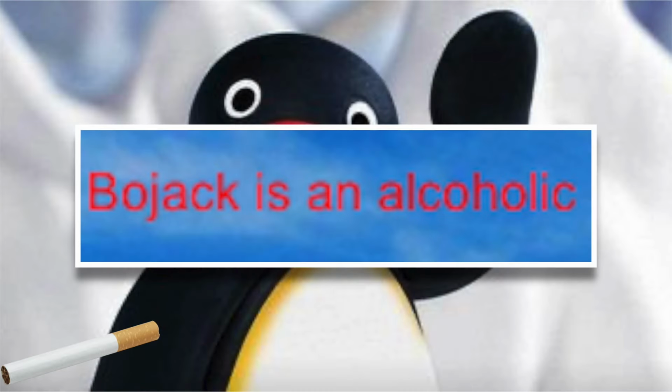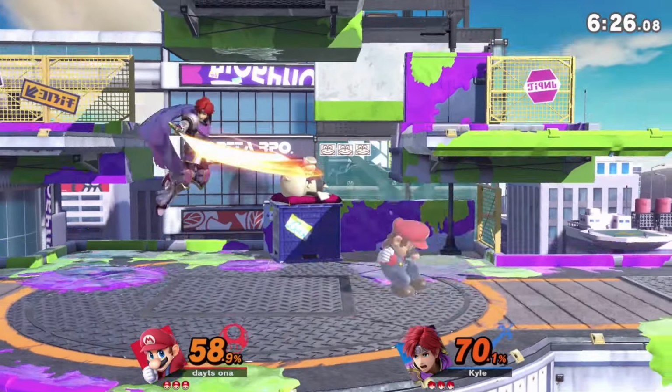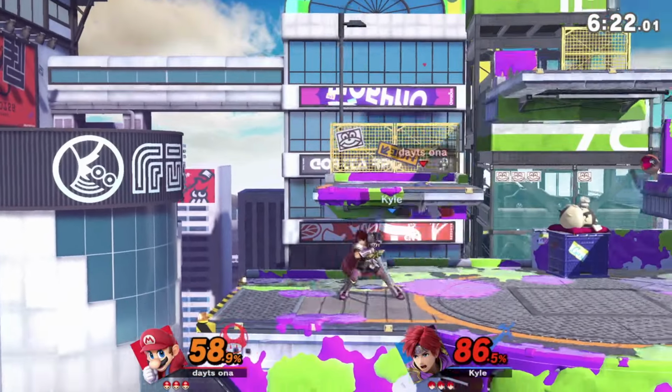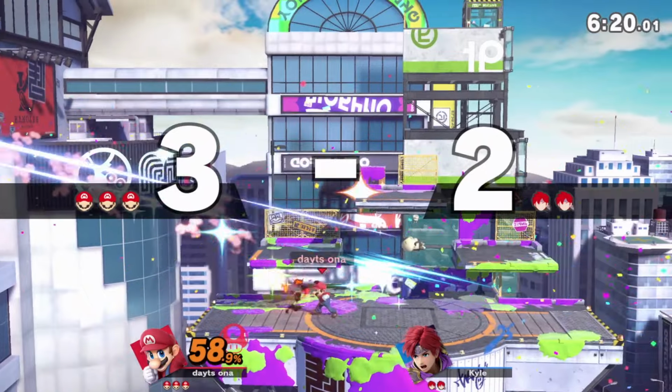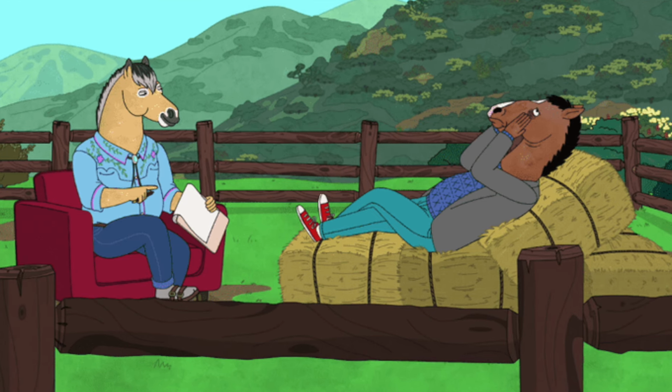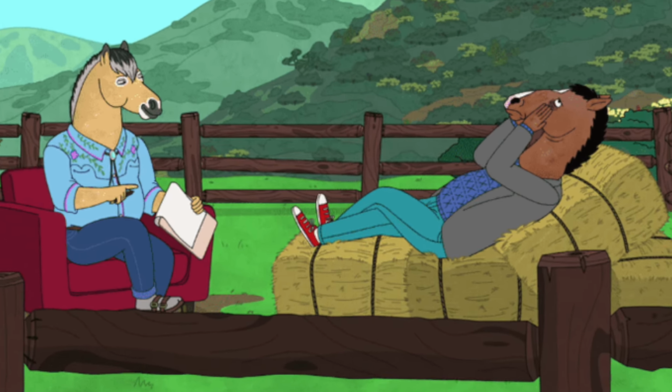BoJack is an alcoholic. It's said many times throughout the show that BoJack is an alcoholic. He constantly drinks, and one of the many gags in the show is how much he drinks. This is first treated as something comical for laughs and giggles, but later turns grim. He later goes to therapy and is healed from being an alcoholic, and is sober.